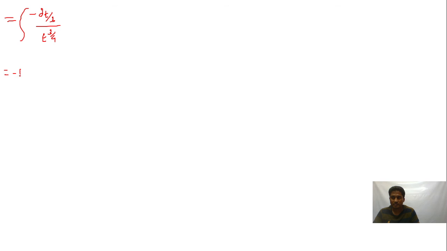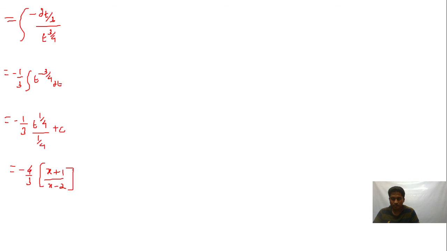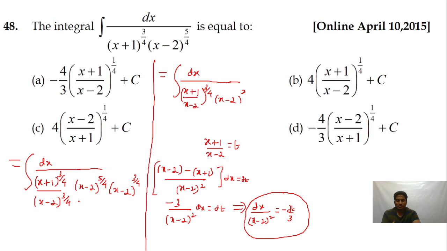So this is minus 1 by 3, t to the power of minus 3 by 4, and then dt. This is minus 1 by 3, t to the power of 1 by 4, okay, upon 1 upon 4 plus c. So this goes to numerator, you get minus 4 by 3. Substitute the value of t. T value will be equal to x plus 1 upon x minus 2, okay, whole to the power of 1 by 4 plus c. That's the answer, guys. Minus 4 by 3, x plus 1 by x minus 2 whole to the power of 1 by 4. Answer is option E.